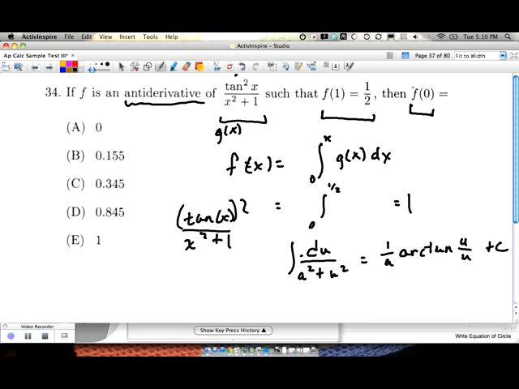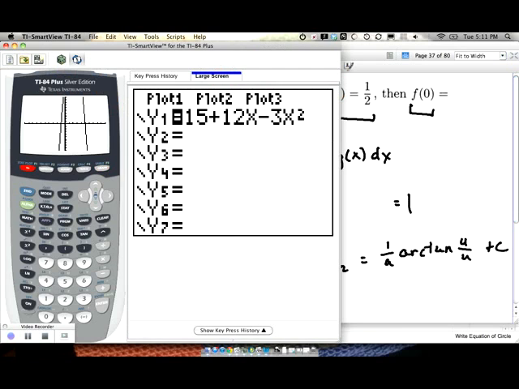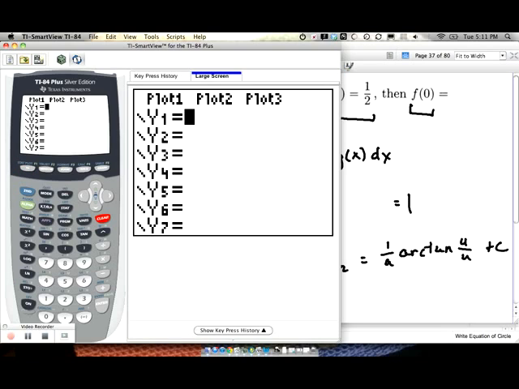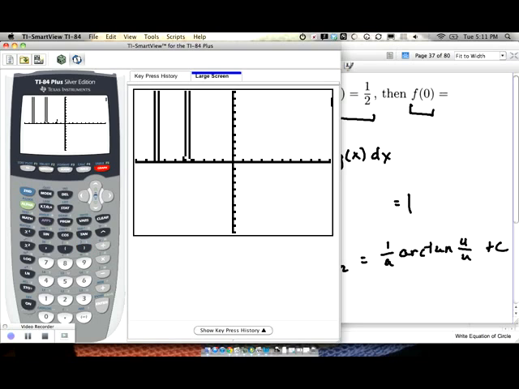We know that f of 1 equals 1/2. F of 0 then, what's the integral at 0? Let's go ahead and plot to see what we get. We're going to have tangent of x, close it off, then square it. We're going to divide that by x squared plus 1, in parentheses. Let's see what that gives us.